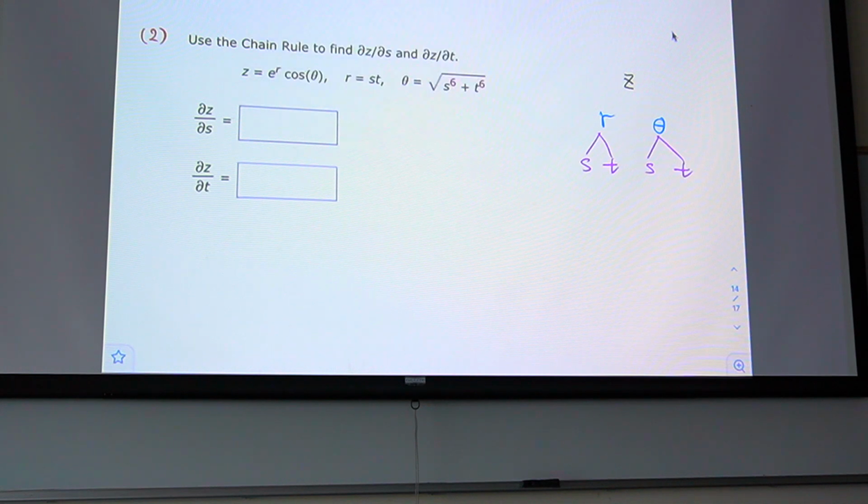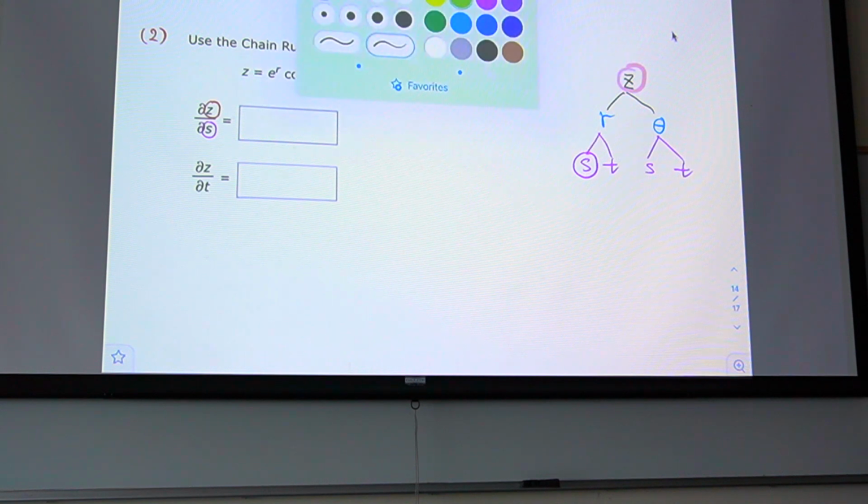Okay, now that we have these three setups, now you can actually think about it. Now over here, what are we trying to find? We're trying to find partial z, partial s, right? So partial z, partial s. So how do you find partial z, partial s? Let's go down this, right? So what do we do? So you get what?